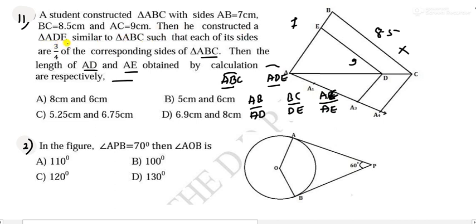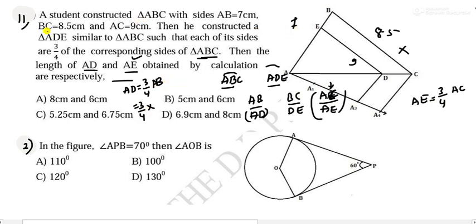Now what have they given? He constructed a triangle ADE similar to ABC such that each of its sides is 3 by 4th of the corresponding side of ABC. Means AD is how much? 3 by 4th of AB, correct? Similarly AE is also 3 by 4th of what is its corresponding side? AC, correct?